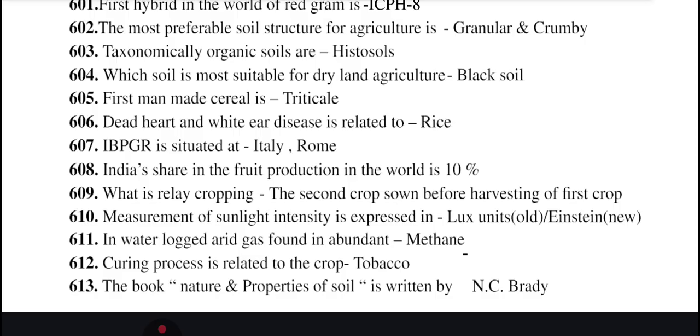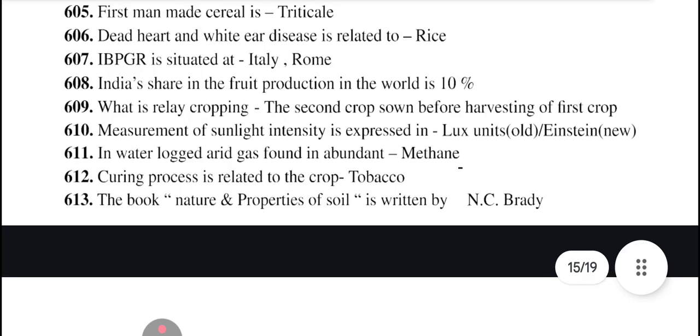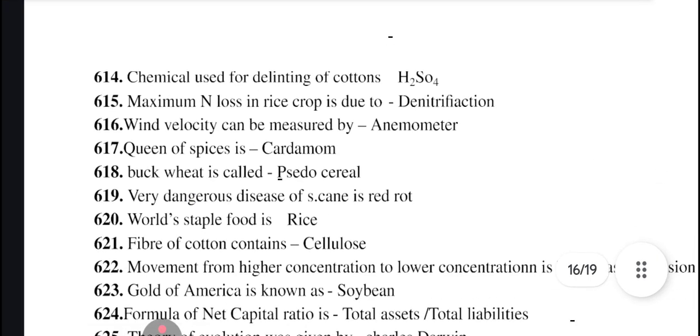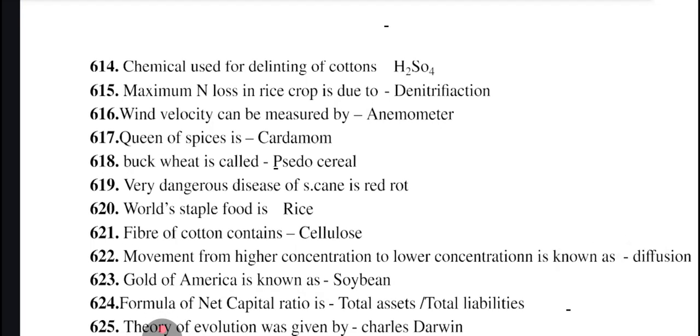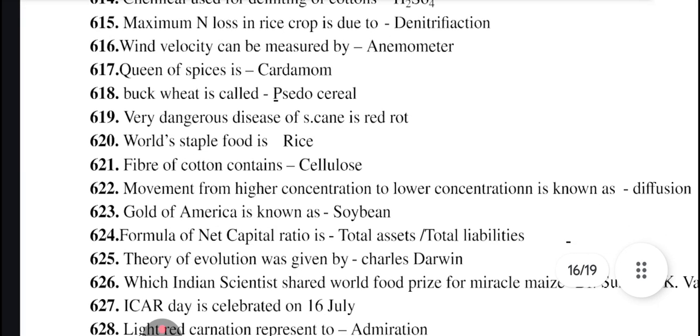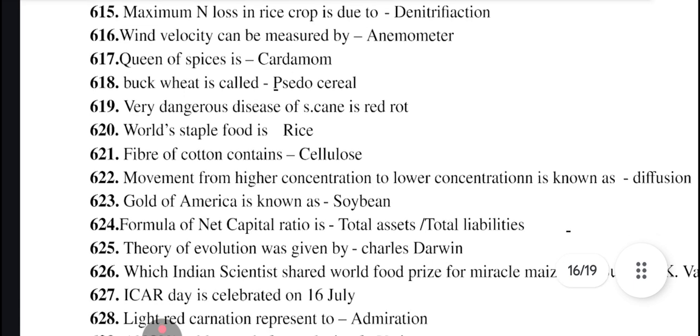Curing process is related to tobacco. Book Nature and Properties of Soil is written by N.C. Brady. Chemical used in delinting cotton is H2SO4 or sulfuric acid. Maximum nitrogen loss in rice crop is due to denitrification. Wind velocity can be measured by anemometer. Queen of spices is cardamom. Now let me know what is king of spices.